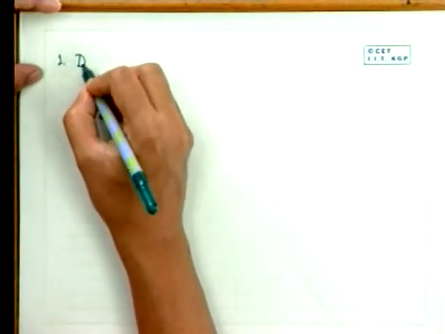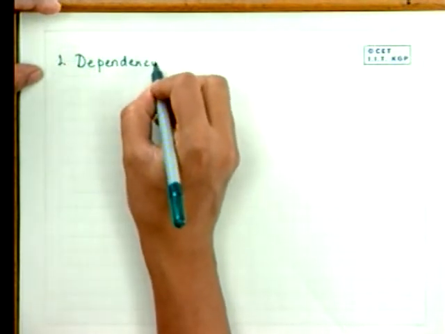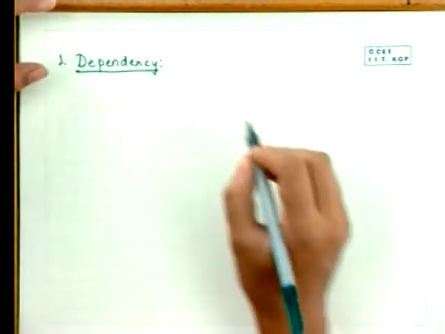Now, we will look at these relationships in a little more detail. First we take up dependency relationship or using relationship. So dependency relationship states that a change in specification of one object may affect the other object.